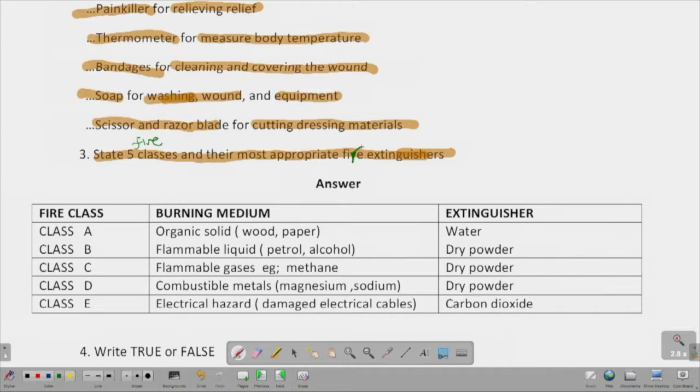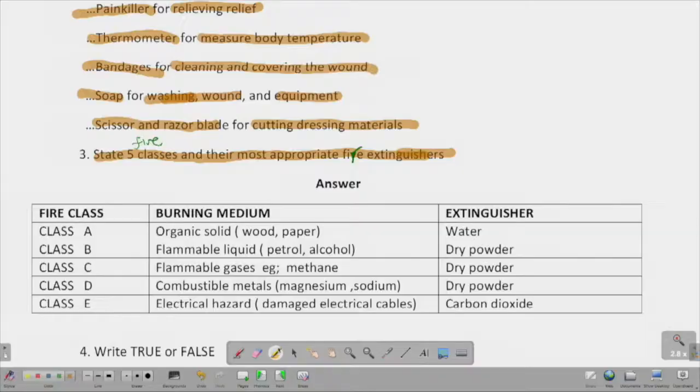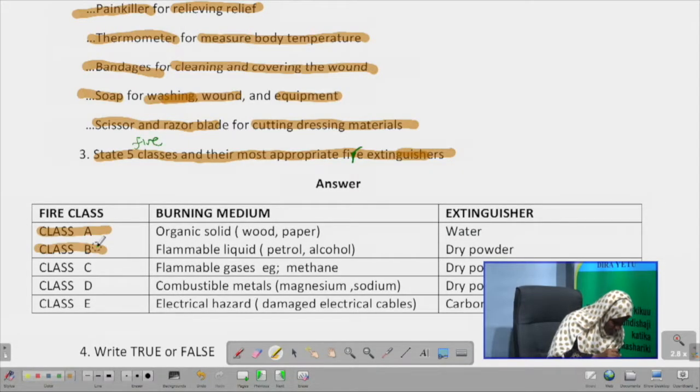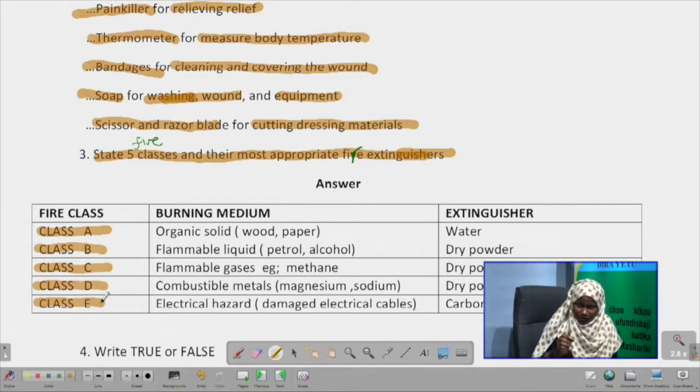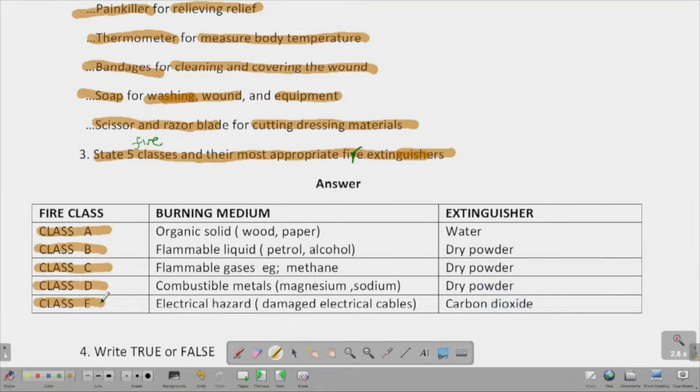Okay, so we know that there's fire in this world, right? But actually, there are different types of fire classes. To group them, we have five groups. As can be seen here, we have class A, class B, class C, class D, and class E. And these fire classes have different burning materials. Some fires burn in these types of materials, while others burn in certain other types of materials.